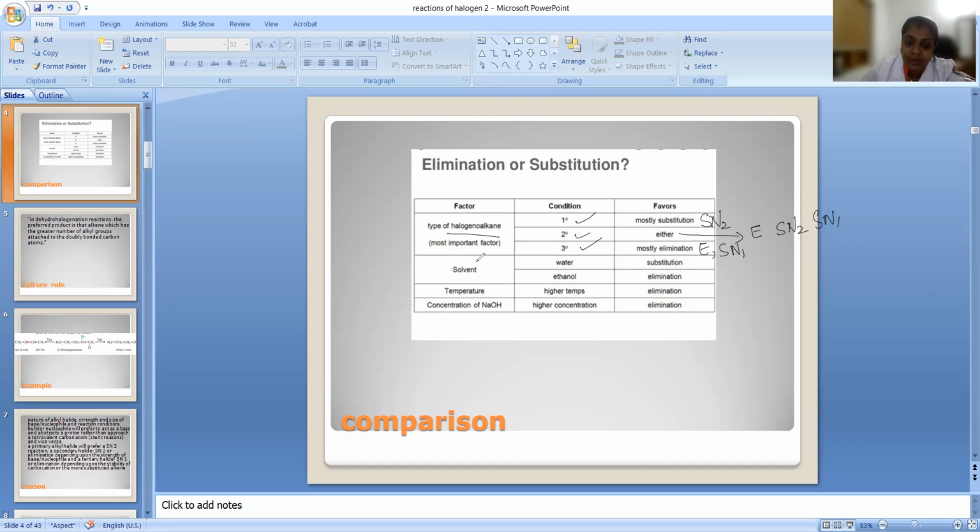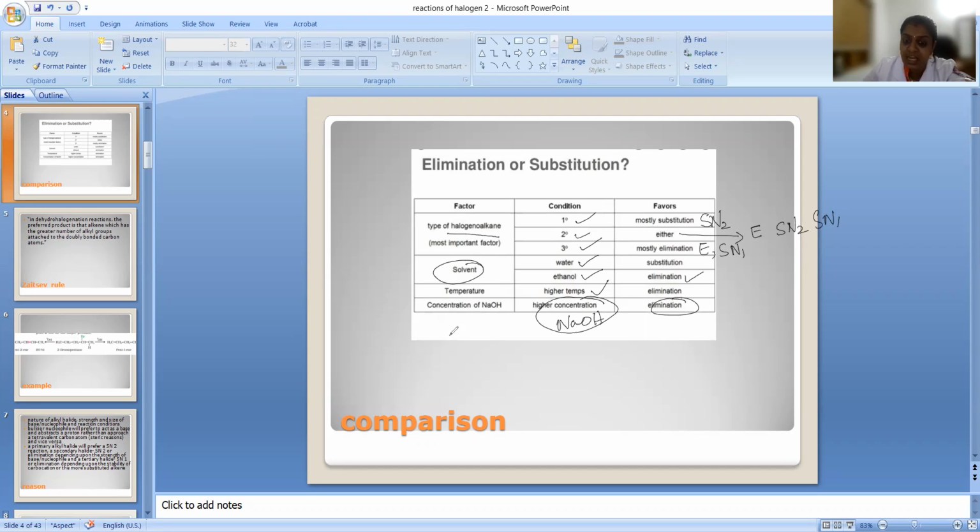Okay. Now, we already discussed that if the solvent we are using is water, a substitution reaction will take place. If the solvent we are using is ethanol, an alcoholic medium, an elimination reaction will take place. If you are using a higher temperature, an elimination reaction will take place. If you are using a higher concentration of sodium hydroxide, you will get an elimination reaction.